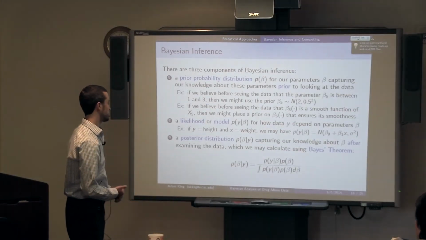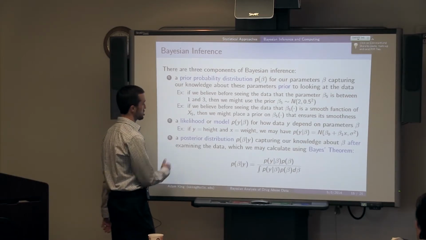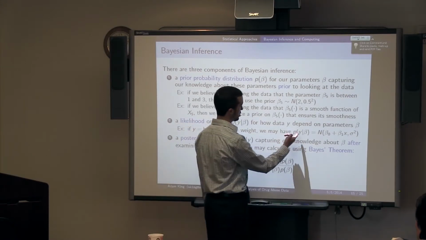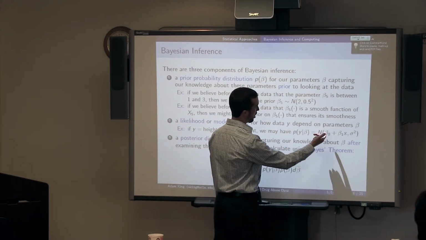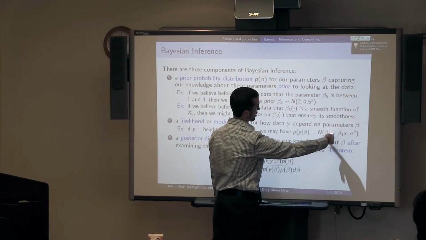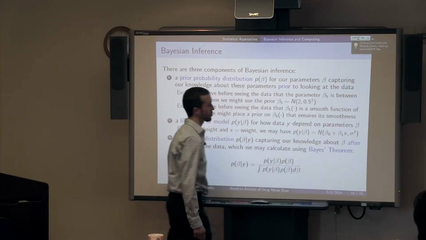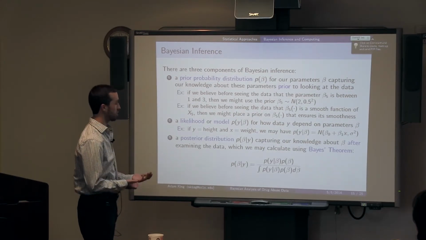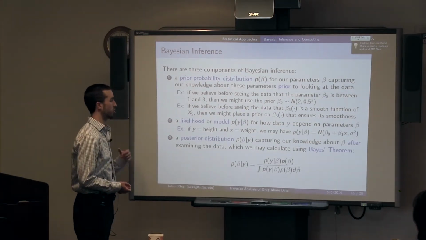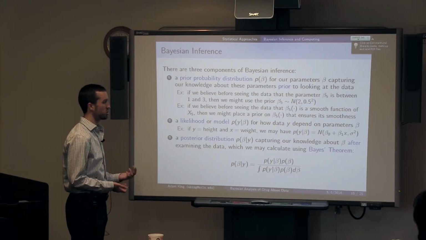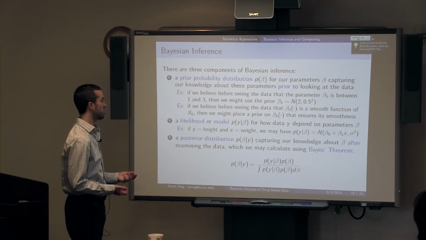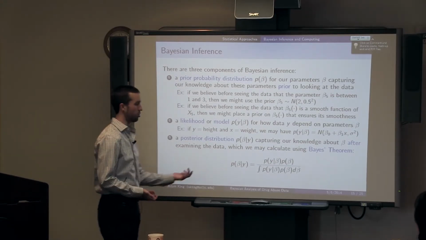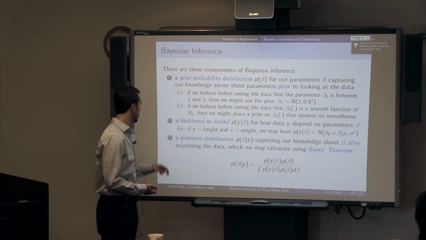To take a very simple example, if we're doing simple linear regression of height on weight, then the likelihood or model just says that the distribution of y given our parameters is going to be normal, centered at the regular regression equation with some variance of the errors. And then finally, once you have a prior probability distribution and your statistical model, the posterior distribution, which captures the knowledge that you have about the parameters after having seen the data, is completely determined by a theorem called Bayes' theorem, which I've written right here.